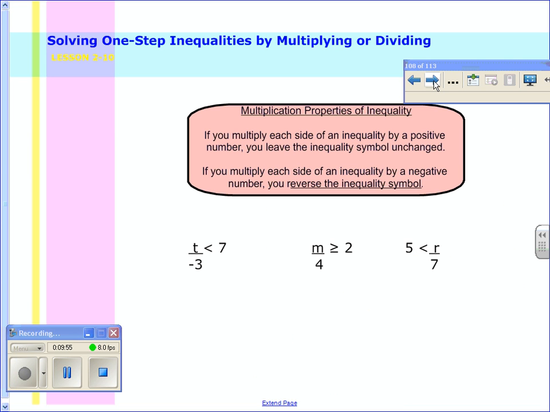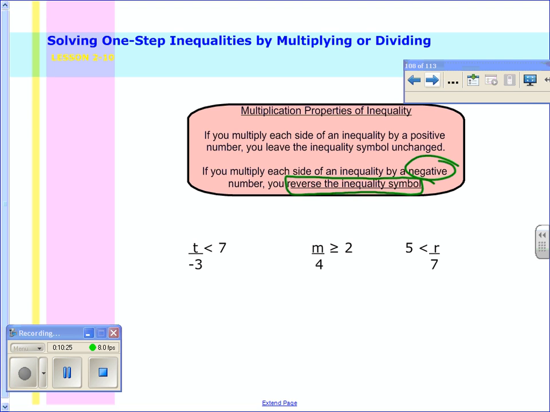Now we're going to look at the multiplication property, and this is the same property as you saw in the division. If you multiply each side of an inequality by a positive number, you just rewrite the sign, it doesn't change. But if you multiply each side of an inequality by a negative number, you have to reverse the symbol. So if both sides are multiplied by a negative number, you've changed the sign.